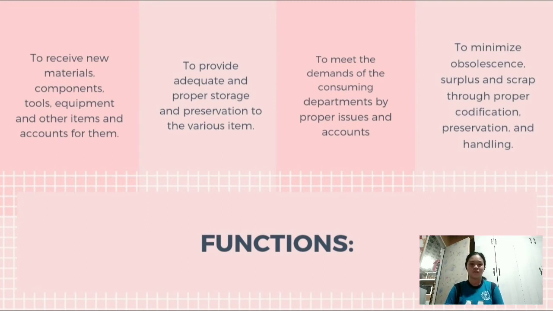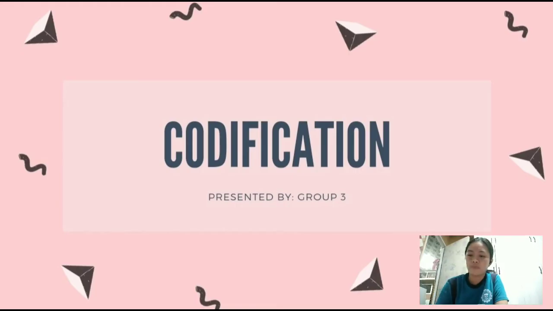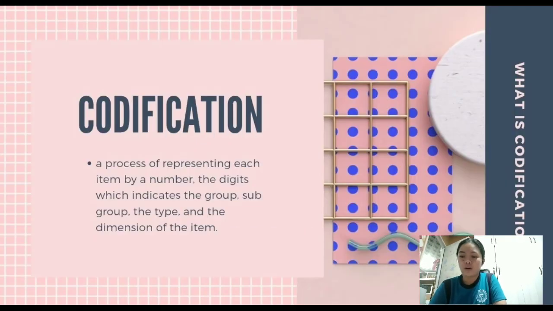Also, it is to preserve the stored materials and carry out the conservation to prevent deterioration in the quality of the stored materials. Store is to ensure the safety of all items and materials in the store, which means protecting them from pilferage, theft, damage, deterioration, and fire. Codification is also part of storekeeping, which means a process of representing each item by number, digits, which indicates the group, subgroup, type, and the dimension of the item.